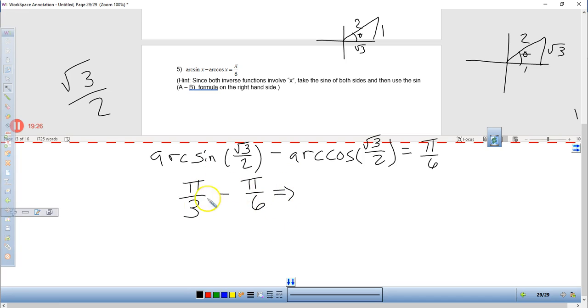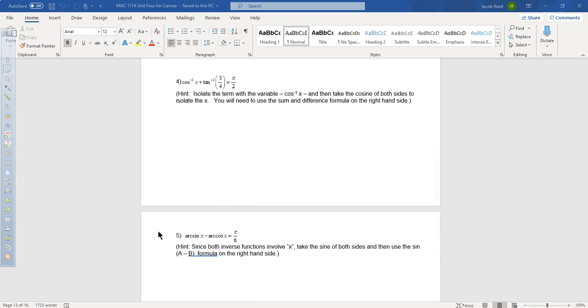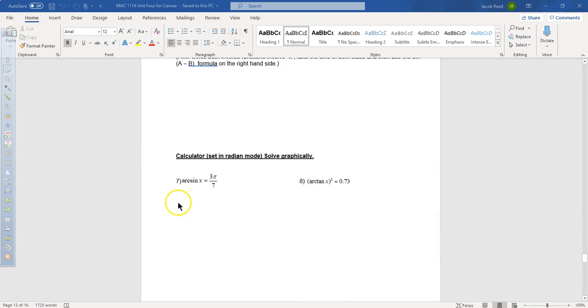Now let's go ahead and make them common denominators. I got 2 pi over 6, subtract a pi over 6, which gives me pi over 6. So this one is correct. So the only answer for this question would be root 3 over 2. The other answer, negative root 3 over 2, was extraneous.